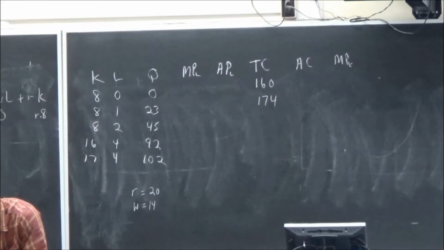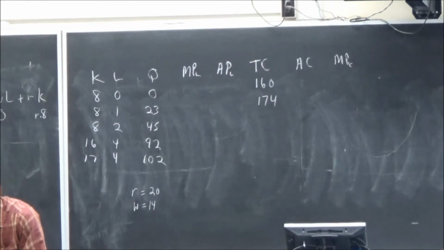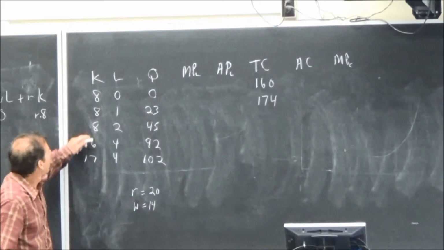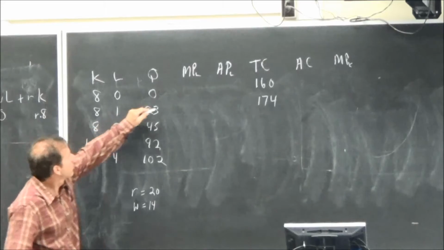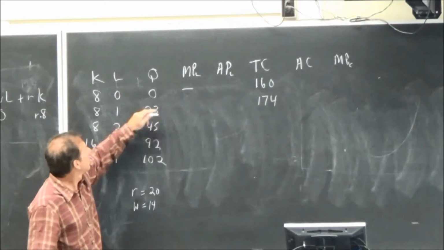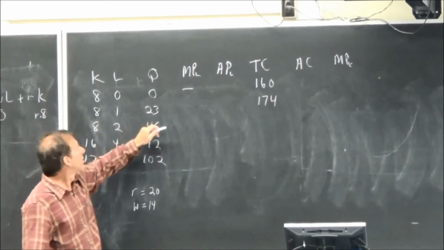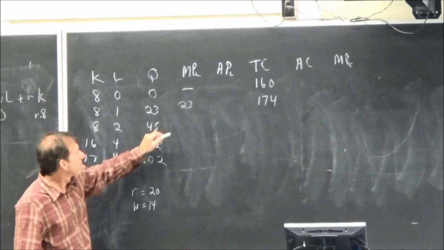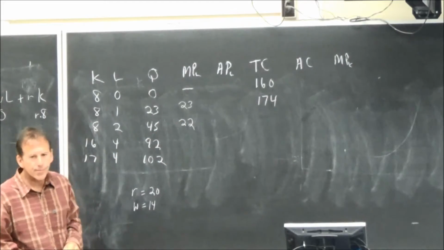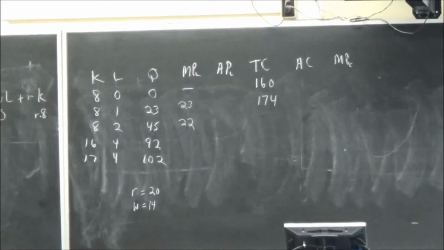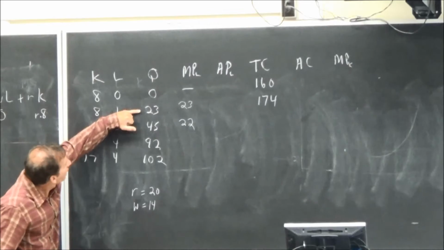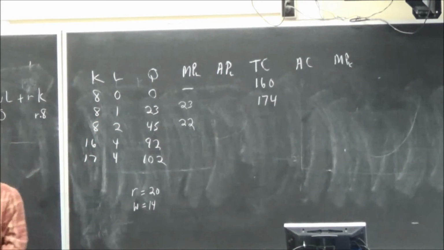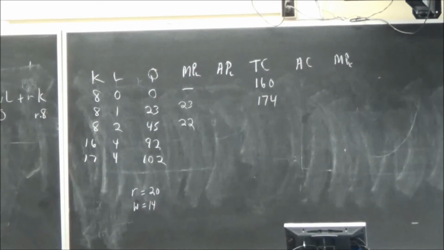Number 3, what is the marginal product of the second worker? Marginal product of labor. What is it? So this one you can't do, right? What's the marginal product here? 23. What's the marginal product of the second worker? 22. So your answer is 22. You get that. It's the change. When they hired you, output changed by 22. You get that or not? Got it? All right.